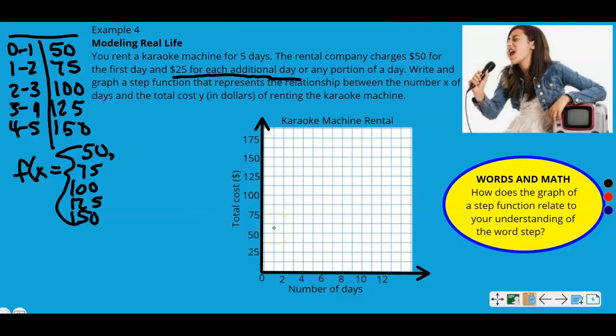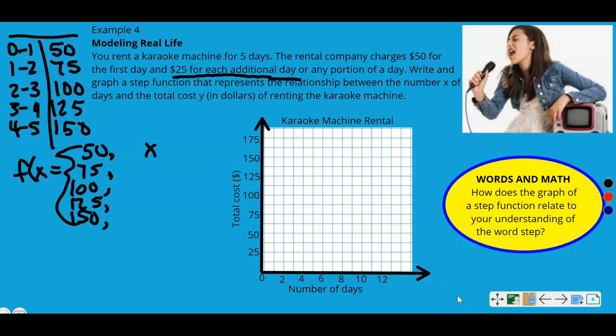So each one of these is going to have to be defined by a domain. So we kind of started looking at that. From 0 to 1 represents that first 24-hour period. If you rent a karaoke machine for 1 day, that initial first day is $50. So we can come down here and say X is always going to be your domain.